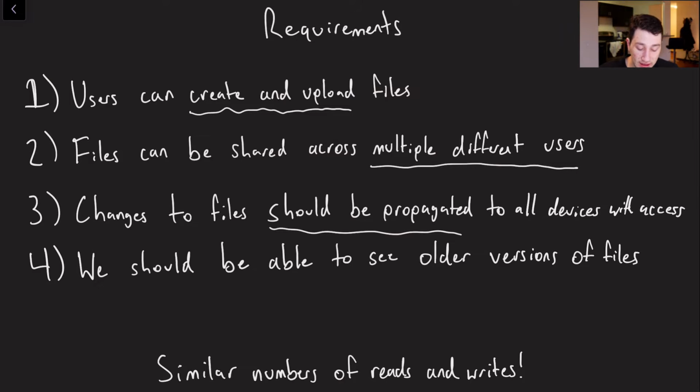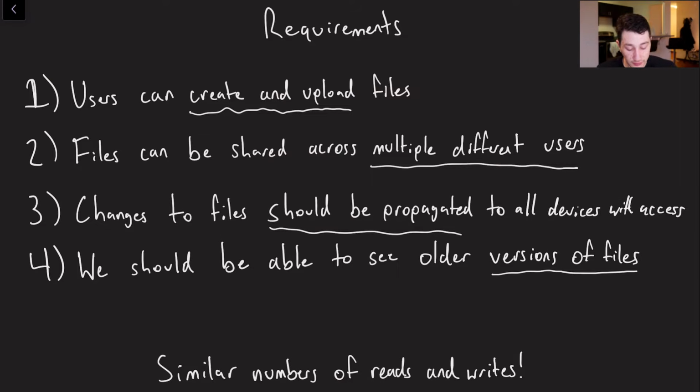And then, of course, this is a small requirement, but just nice for history's sake. We should be able to see versions of files. So after a file is edited, we should be able to recreate the older version of the file, assuming that there is an older version.